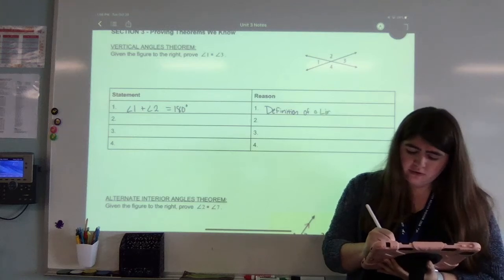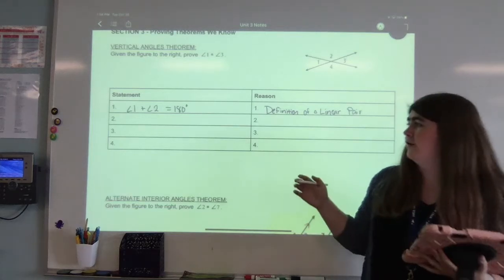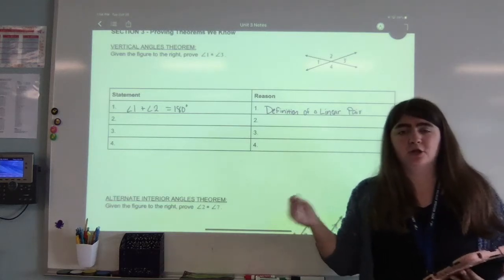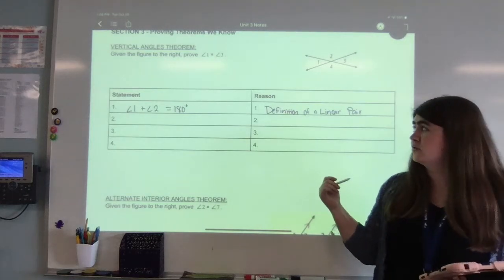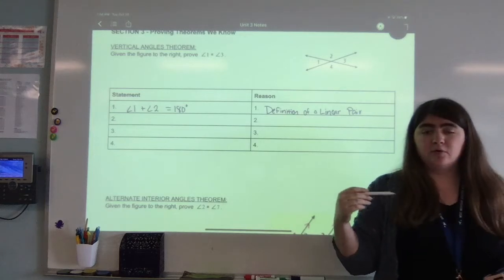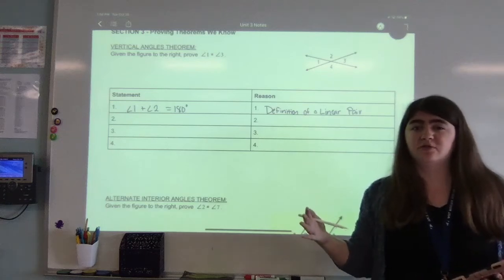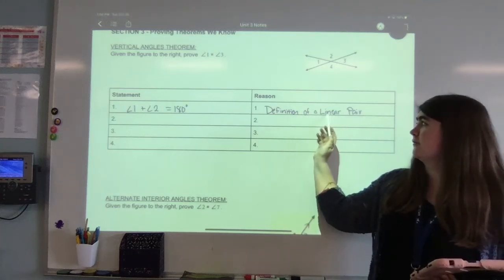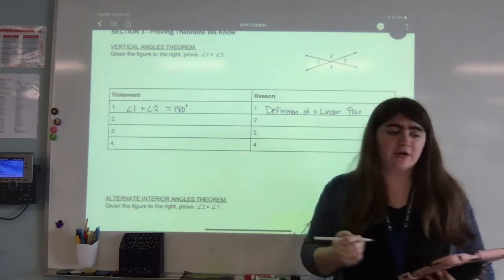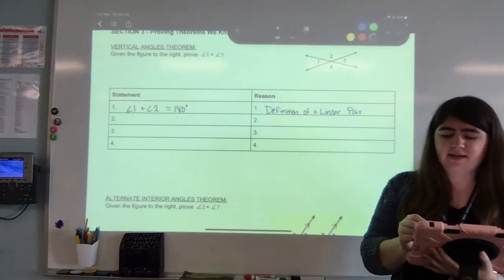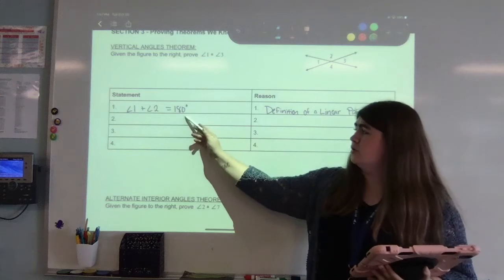If you are trying to figure out what a good reason to use is, for those of you at home, you're going to have to go back and look at all of your note packets and look for the theorems and definitions that we've already used and learned. Or if you are in person, we've been creating a dictionary so that you have all of these things in one nice resource. So that's where you're going to want to look. You're going to look for that inside your dictionary. All right, so I have angle 1 plus angle 2 is 180 degrees.